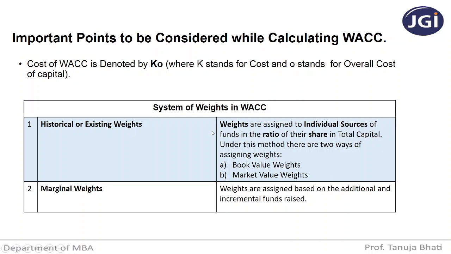So in historical weights, how are you going to assign the weights? Based on the proportion that an individual source has in the total capital. And under historical or existing weights, there are two methods, that is book value weights and market value weights. Depending upon the type of weight to be used in the exam, you have to use the respective weight. Suppose in the exam they ask to calculate the WACC under book value weights, then you need to assign the book values. And if it is given to find out the WACC using market value weights, then you need to assign the weights based on the market values.